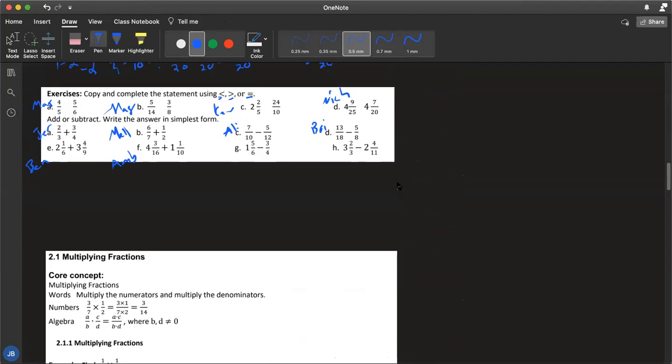Start us off. 4/5 or 5/6? 5/6 is bigger, you think. And did you check your answer? Yes. And how did you check your answer? What did you do? The bottom needs to have the same denominator. Okay, perfect. So you made 30 the common denominator and then saw which one was bigger?